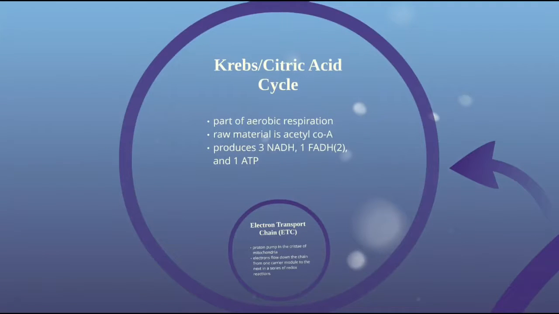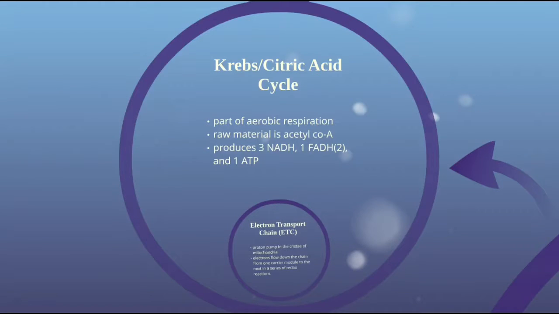First off, we have the Krebs or citric acid cycle, which is part of aerobic respiration. Its raw material is acetyl CoA, which is coenzyme A combined with pyruvate from glycolysis. Each turn of the cycle produces 3 NADH, 1 FADH2, and 1 ATP.